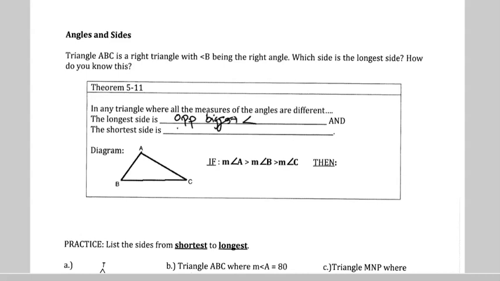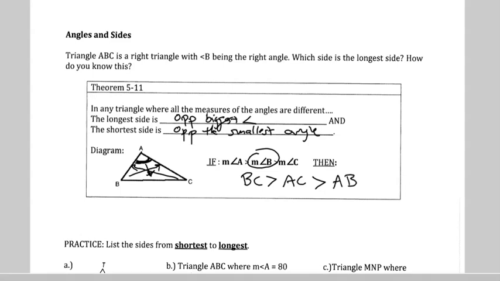The shortest side is going to be opposite the smallest angle. So if we know that that was the biggest angle, then across from it will be the longest side. BC is going to be greater than, now we know that B is the next biggest angle, so AC will be the next largest side. And if C is the smallest angle, then AB will be the shortest side. Across from the biggest angle is the biggest side, across from the smallest angle is the smallest side.